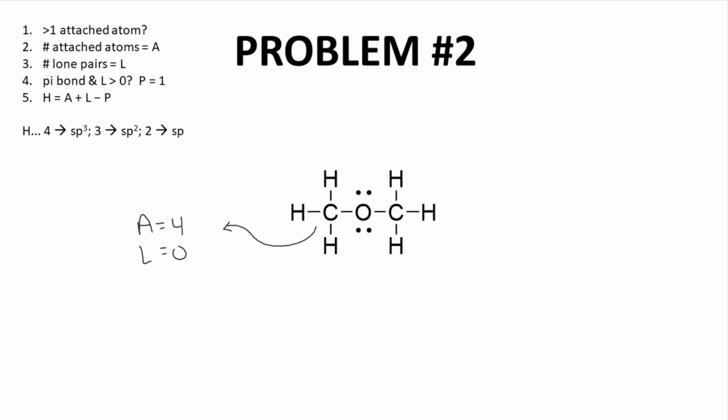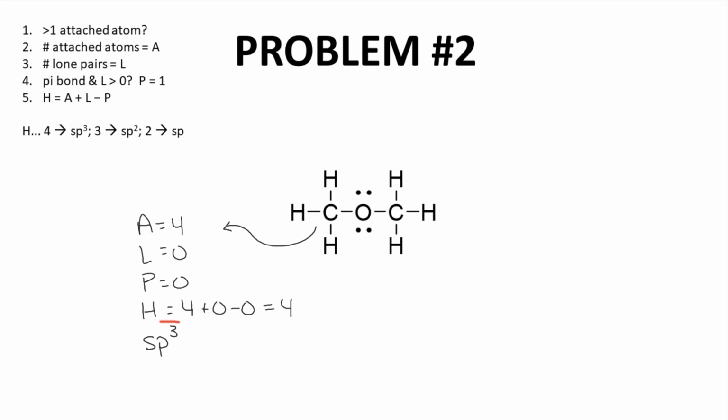Question number 4, do we have a pi bond next door? No, and we don't even have any lone pairs. So P is not equal to 1, P is equal to 0, and H equals A plus L minus P, that's 4, and that's the number of hybrid orbitals we need, and that means we need to be sp3 hybridized. So this is sp3. Now, I'm not going to look up at the table because we really did it in the previous question.